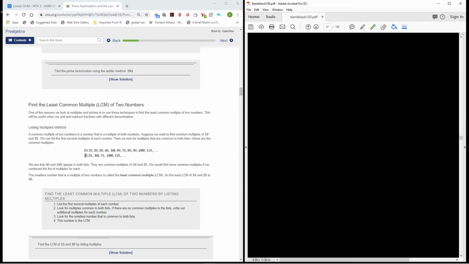And then for 25: 25, 50, 75. So notice here that 50 is common to both, and that's the smallest one that is common to both. So that's the least common multiple here between 10 and 25, is 50.